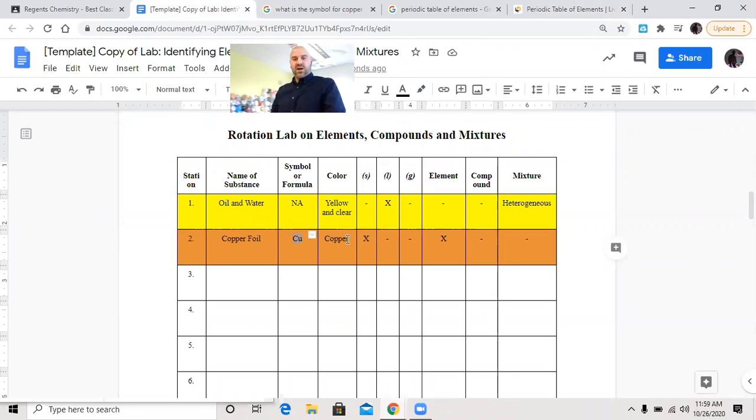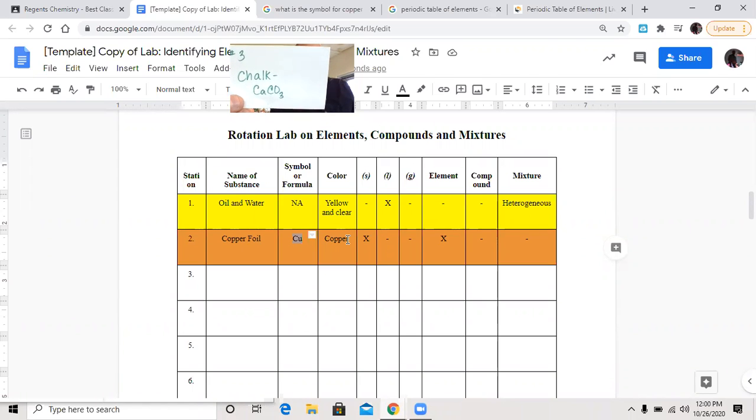Okay, station 2 is done. If I go too fast, slow me down. Okay, on to station number 3. Station number 3, the substance looks like this. That is just chalk, old-fashioned chalk. At station number 3, the symbol is given to you.